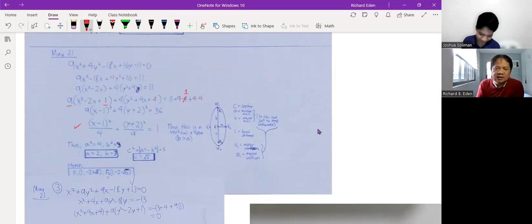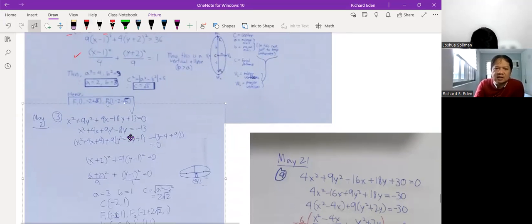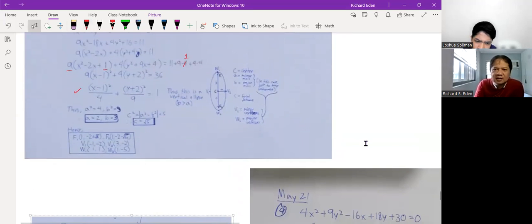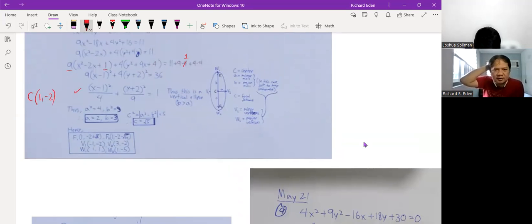The center is... oh wait, not that one. I was looking for the other things. So the center is 1 comma negative 2. All right, so a squared is 4, b squared is 9, so c squared is going to be 5, so square root of 5. Okay, all right, so for the foci we go up by square root of 5 units.